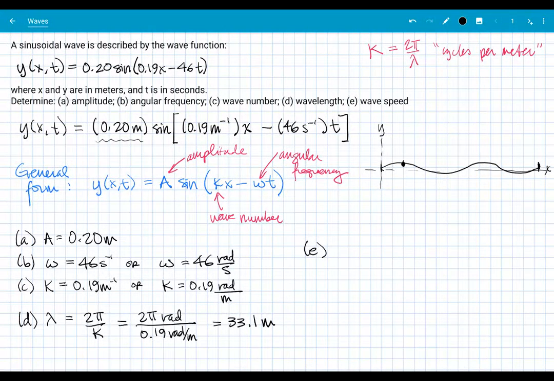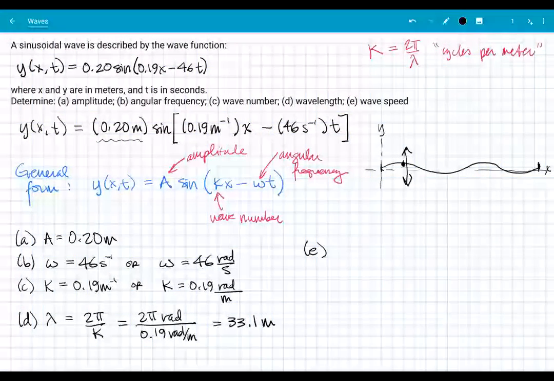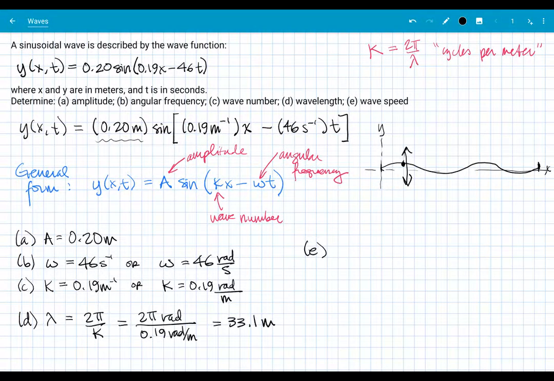dy/dt is the velocity of the particle as it's in simple harmonic motion up and down on the rope. That's what dy/dt is. It's the velocity of the particle. And so, of course, you're going to get a sinusoidal function for that, right? Because it's in simple harmonic motion. So what you'll find when you do that is the velocity of the particle. That's not what you want.